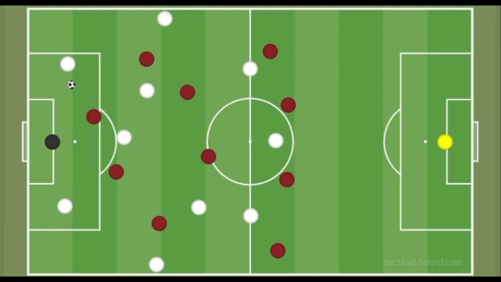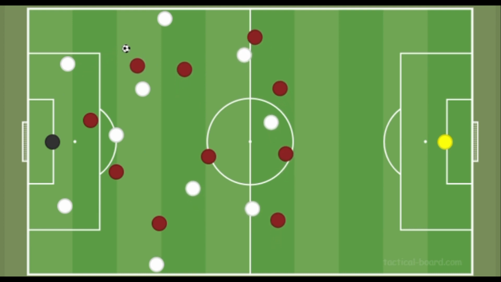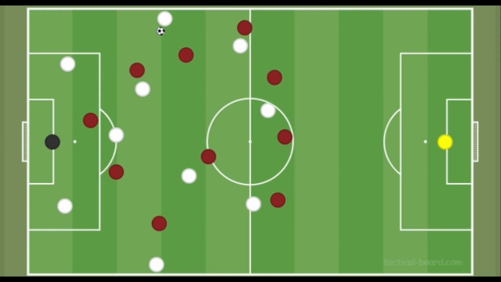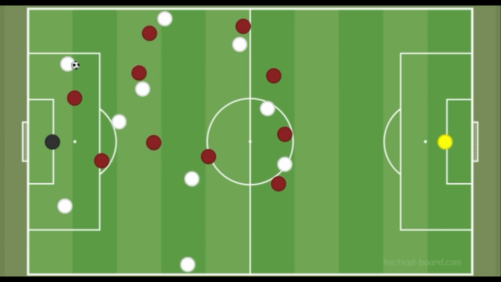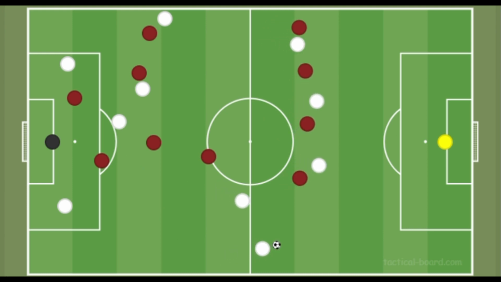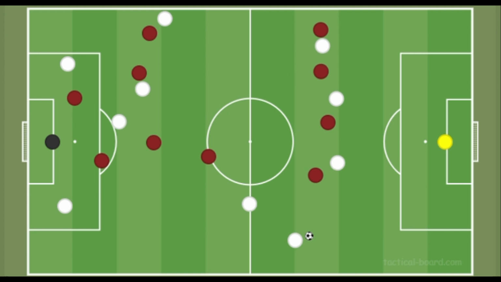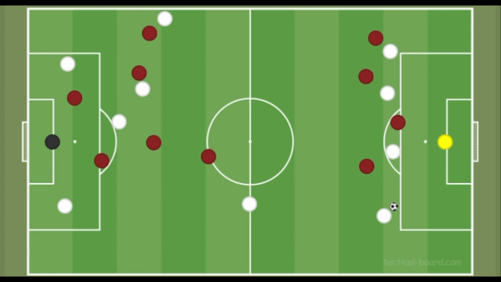Julian Nagelsmann prefers patient build-up, whereby he draws his opponents towards one side of the pitch and uses quick shifts of play to capture his fullbacks or his wingbacks or his wide attackers who are hugging the touchline on the other side of the field. Once the wingbacks have the ball, they have acres of space to run with the ball, and therefore they are able to catch the opposition defense unaware. This is one key of Julian Nagelsmann's attacking play, building from the back.